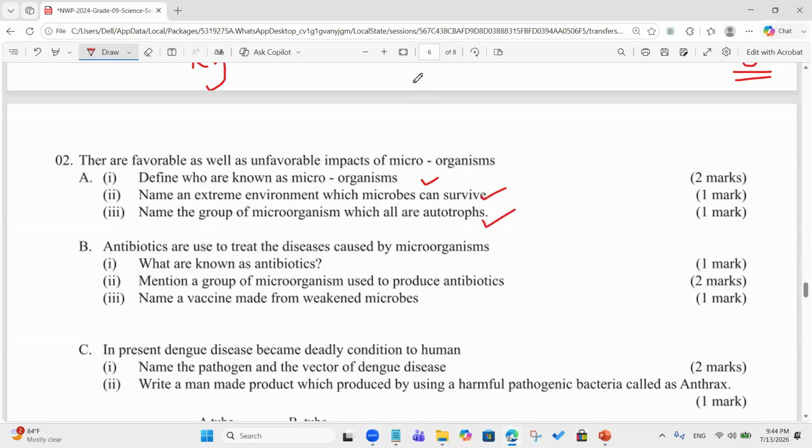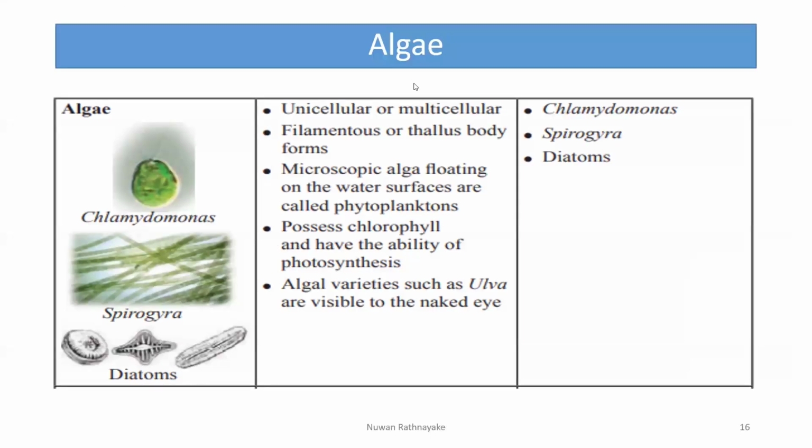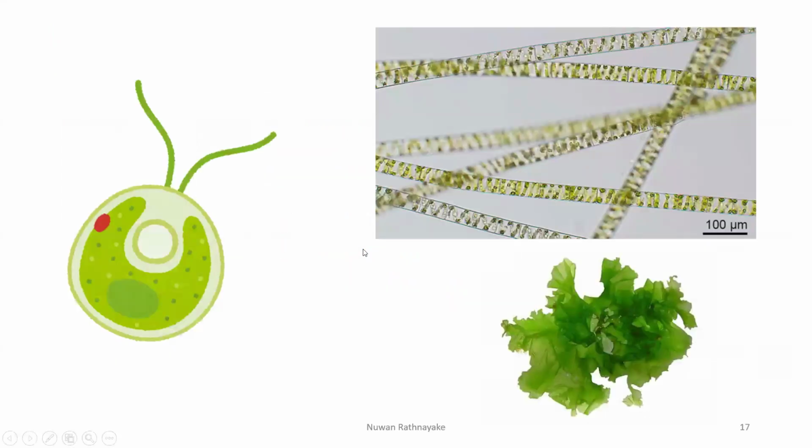You may remember we learned about the algae, right? In algae, all the organisms are autotrophs, right? Chlamydomonas, Spirogyra, diatoms, right? These are the examples. Even this kind of algae like Ulva, Spirogyra, right? They all are autotrophic organisms.